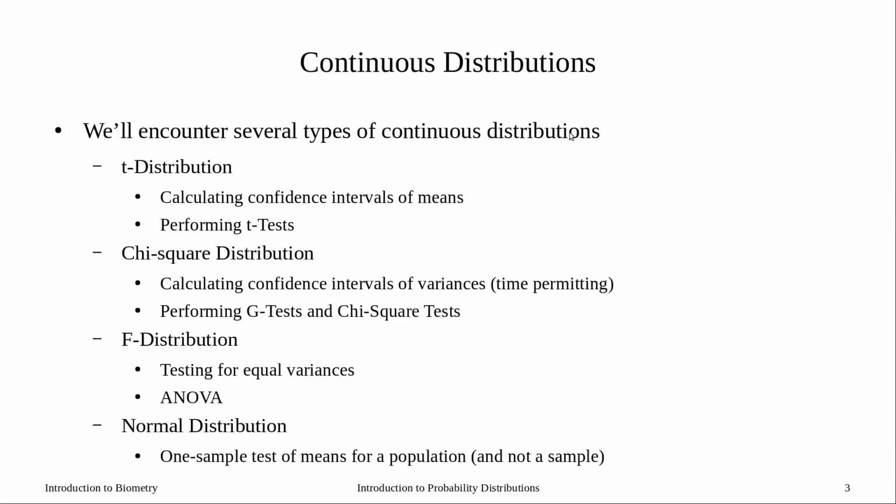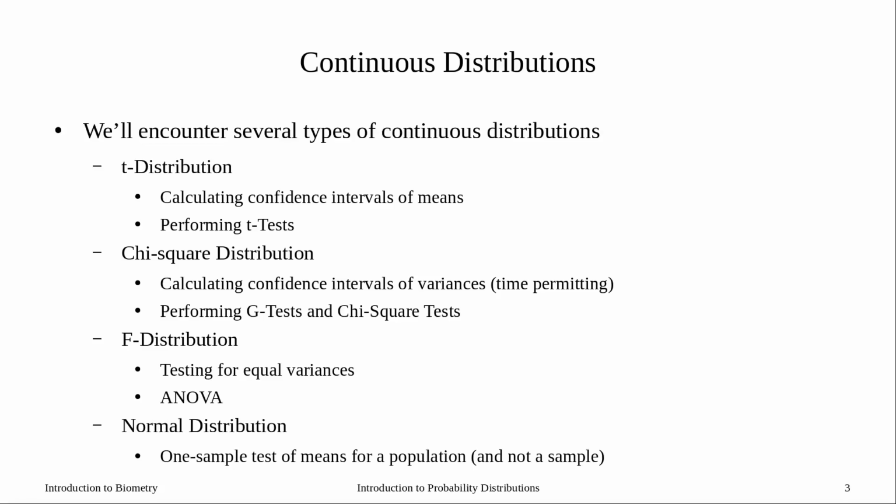So what are the continuous distributions that we may encounter in this class? We can encounter several of them. One of the ones we'll encounter is a t-distribution. We're going to use this t-distribution to calculate confidence intervals of means and to also perform t-tests. Chi-square distributions are another continuous distribution. We could use those to calculate the confidence interval of variances, which we won't do, and we'll also use the chi-square distribution as part of our chi-square goodness of fit tests or our g-tests. The f-distribution is used when we do the ANOVA. So our test statistic when we perform an analysis of variance should follow an f-distribution. We can also utilize the f-distribution if we compare variances.